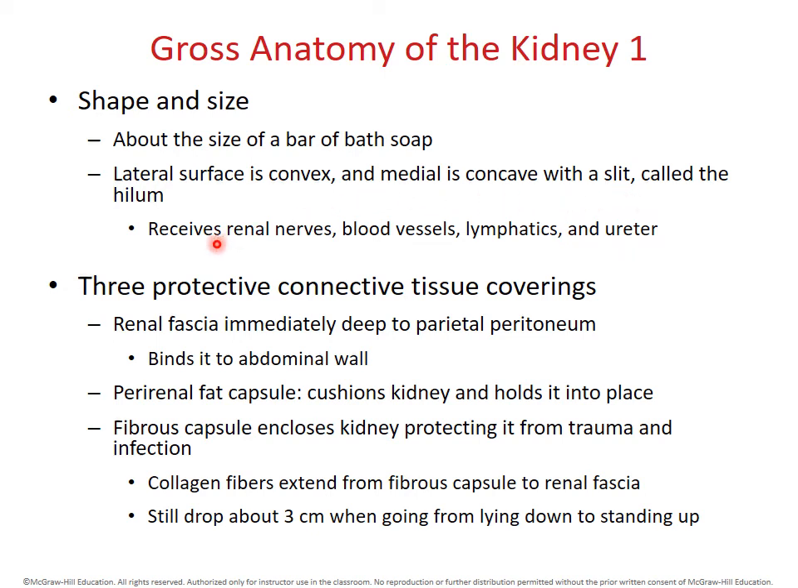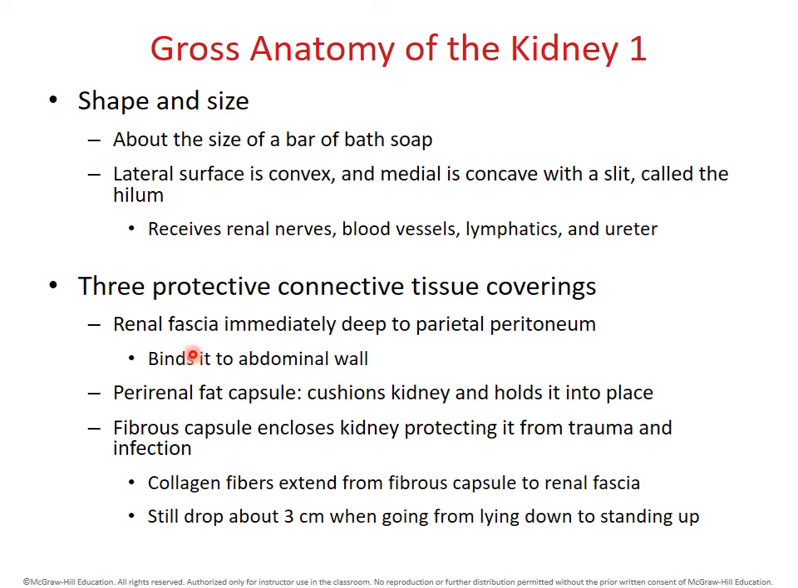Now, as I said, the kidneys are retroperitoneal, so they're not protected by a peritoneum, but they are protected by various levels of connective tissue. There are actually three layers of connective tissue that support or protect the kidney, and these are known as the renal fascia, the perirenal fat capsule, and the fibrous capsule of the kidney itself.